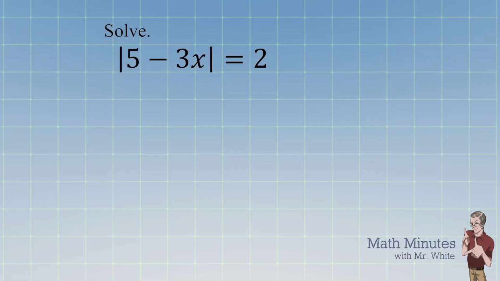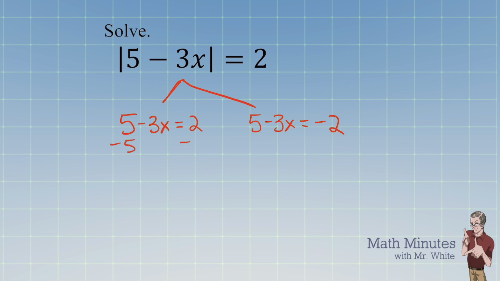So here's another problem. All I did was change up the expression where the x is second here, but we're going to do it the same way. We're going to say the stuff on the inside, the expression 5 minus 3x could come out to be positive 2, or another way that we would find a solution is if that expression comes out to be negative 2. And then you just solve it.